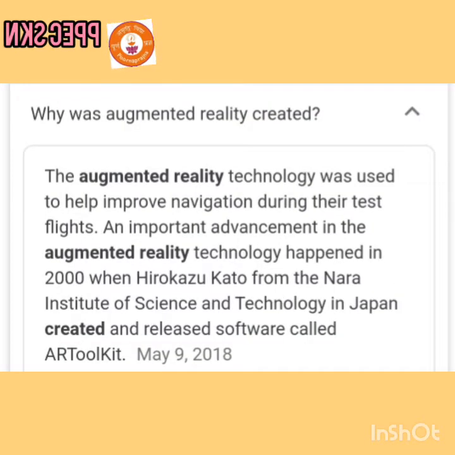Why was augmented reality created? The augmented reality technology was used to help improve navigation for test flights. For this purpose, they started the augmented reality concept. But the major advancement in augmented reality happened from 2000 onwards, when in Japan they released the software called AR Toolkit. The same AR Toolkit methodology or concept we are using in our mobile phones to activate this AR concept.